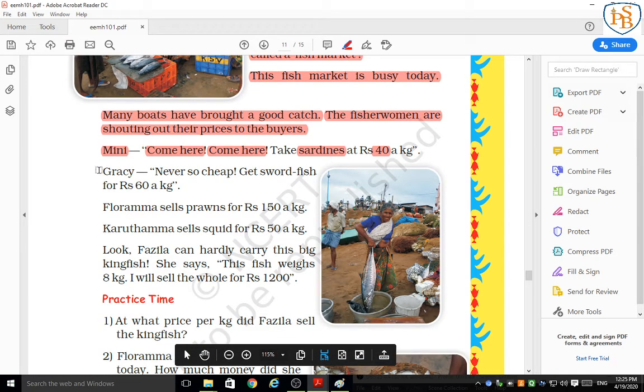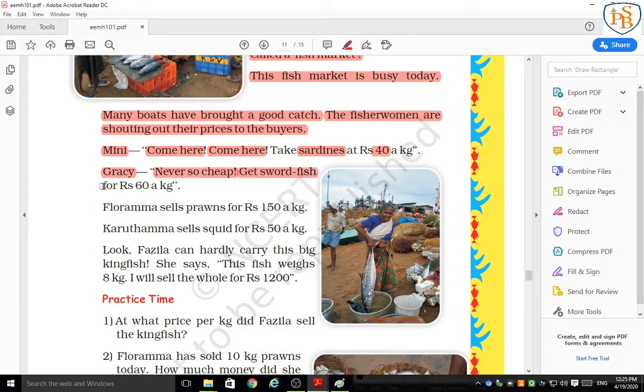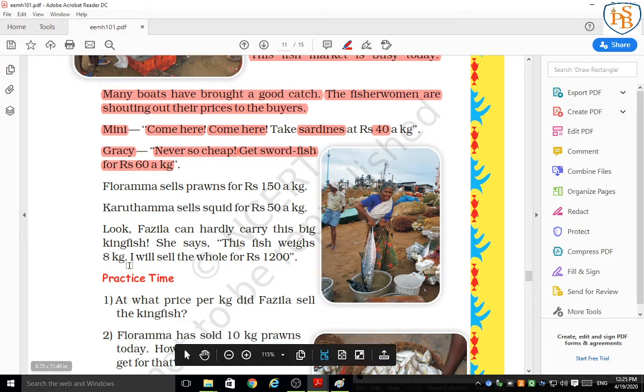Okay, then next one is Gracie. "Never so cheap. Get a swordfish for rupees 60 kg." Next one is Gracie. She is also shouting so much. She wants to sell a swordfish. And what is the cost of swordfish? 60 rupees per kg.